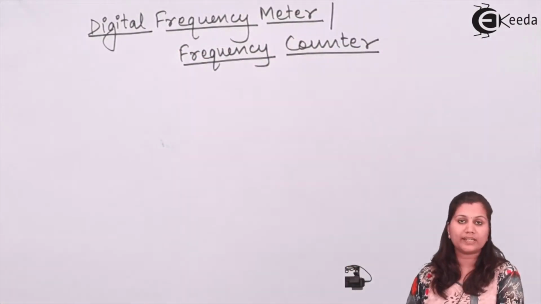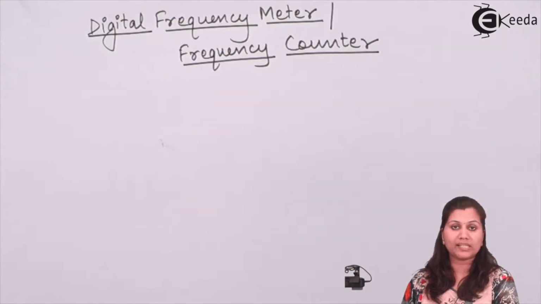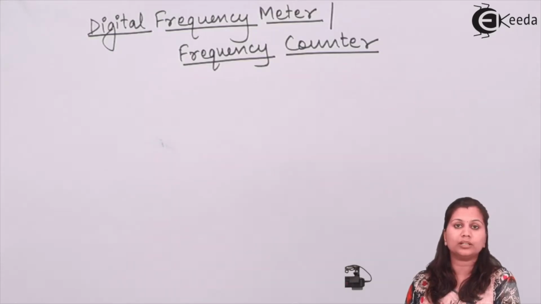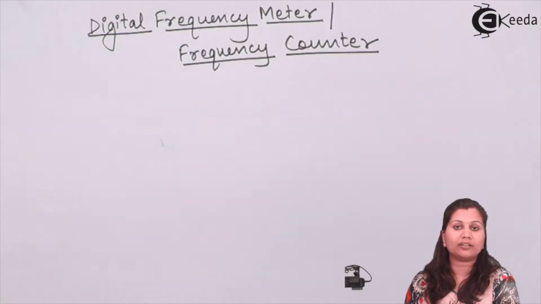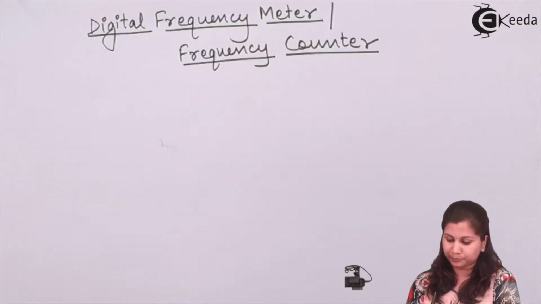The digital frequency meter, also known as frequency counter, is a device which is used in laboratories for the measurement of frequency in a circuit. Whenever we want to do frequency measurements, we use the digital frequency meter. This meter gives us the output in a digital form, so we get the numerical values for the frequency of the circuit.